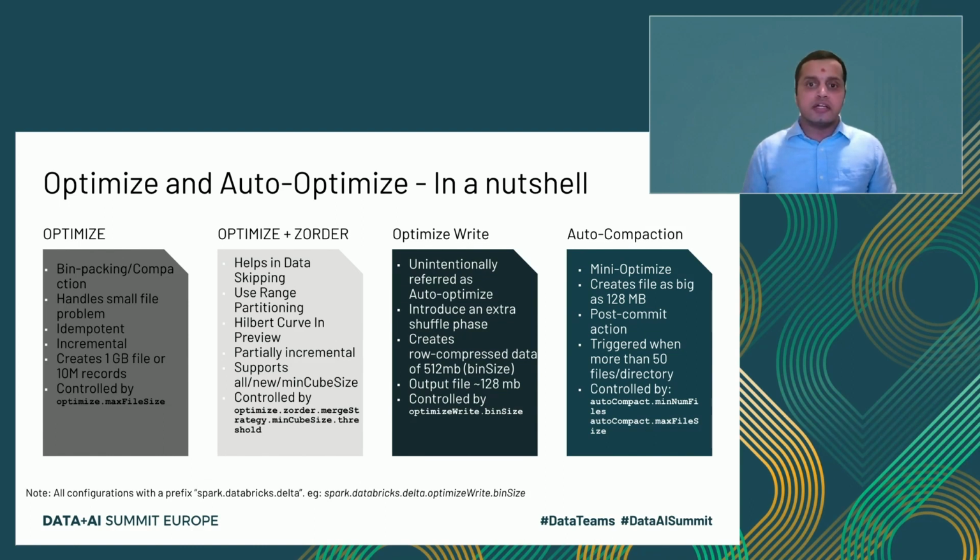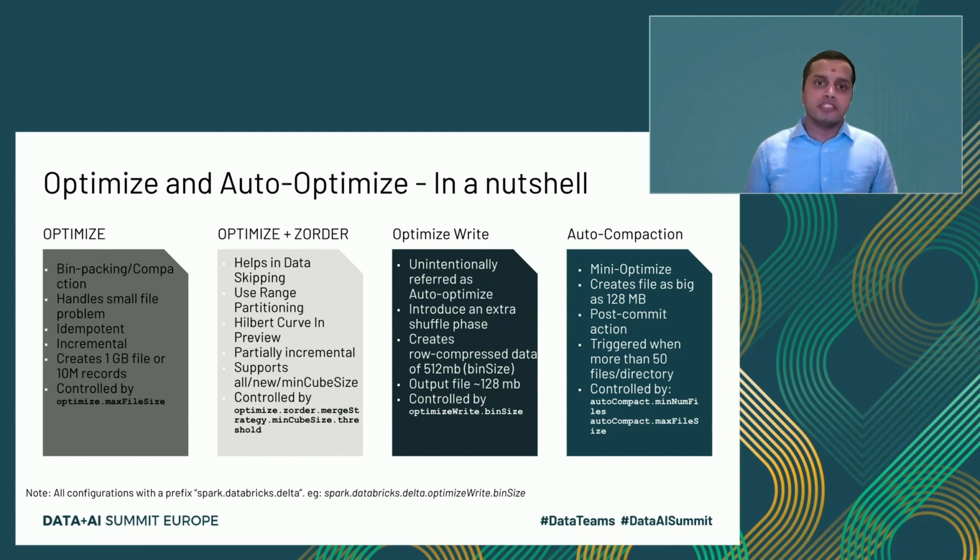So the last operation here is about auto compaction. As we discussed for Delta, we have the auto optimize feature, and auto compaction is one among that. Auto compaction, you can think of as a miniature version of the normal optimize operation itself. Instead of creating files of the order of 1 gig, here the file size will be 128 MB.